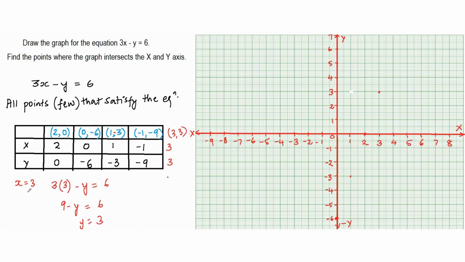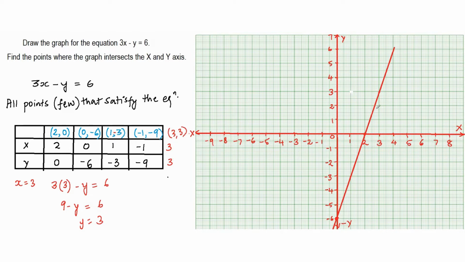So we found that when x is equal to 3, the value of y is also 3. So 3 comma 3 is another point on this particular graph. Now I can definitely join all the 4 points, right? And I get a straight line, if you notice. So this particular straight line is passing through all the 4 points that lie on this particular graph.